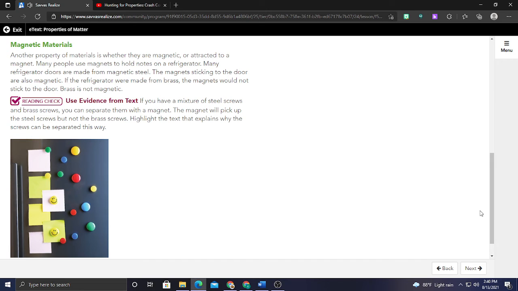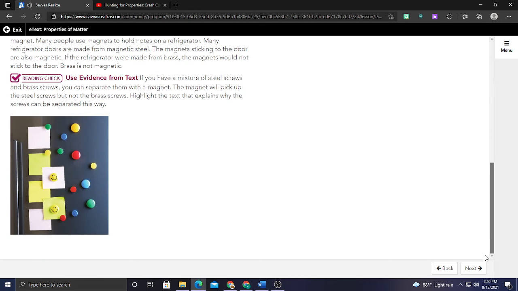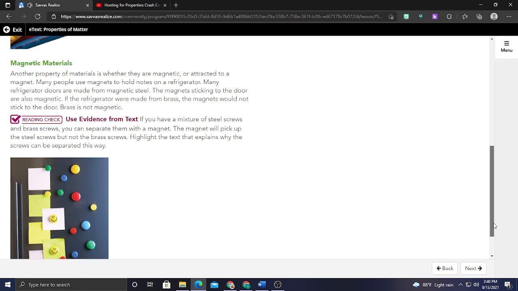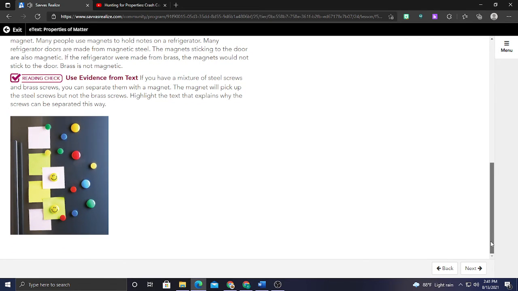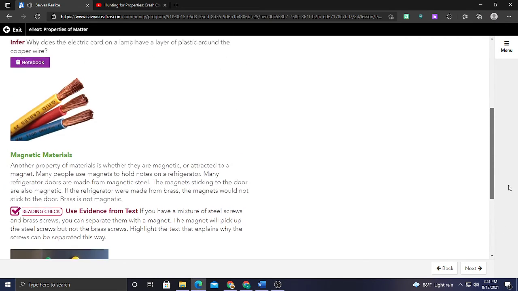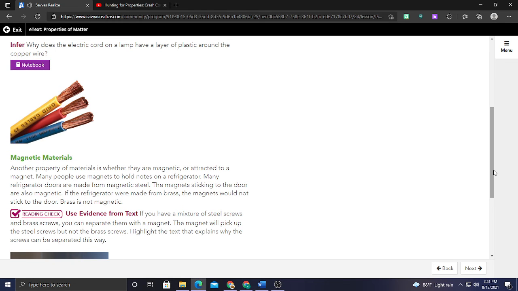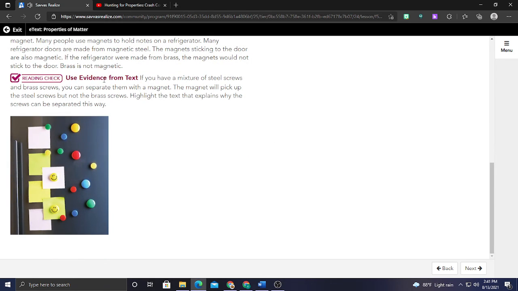Reading check. Use evidence from text. If you have a mixture of steel screws and brass screws, you can separate them with a magnet. The magnet will pick up the steel screws but not the brass screws. Highlight the text that explains why the screws can be separated this way. So here in the text, you guys are going to highlight the part that explains why steel can be separated from brass and why brass does not separate itself from steel.